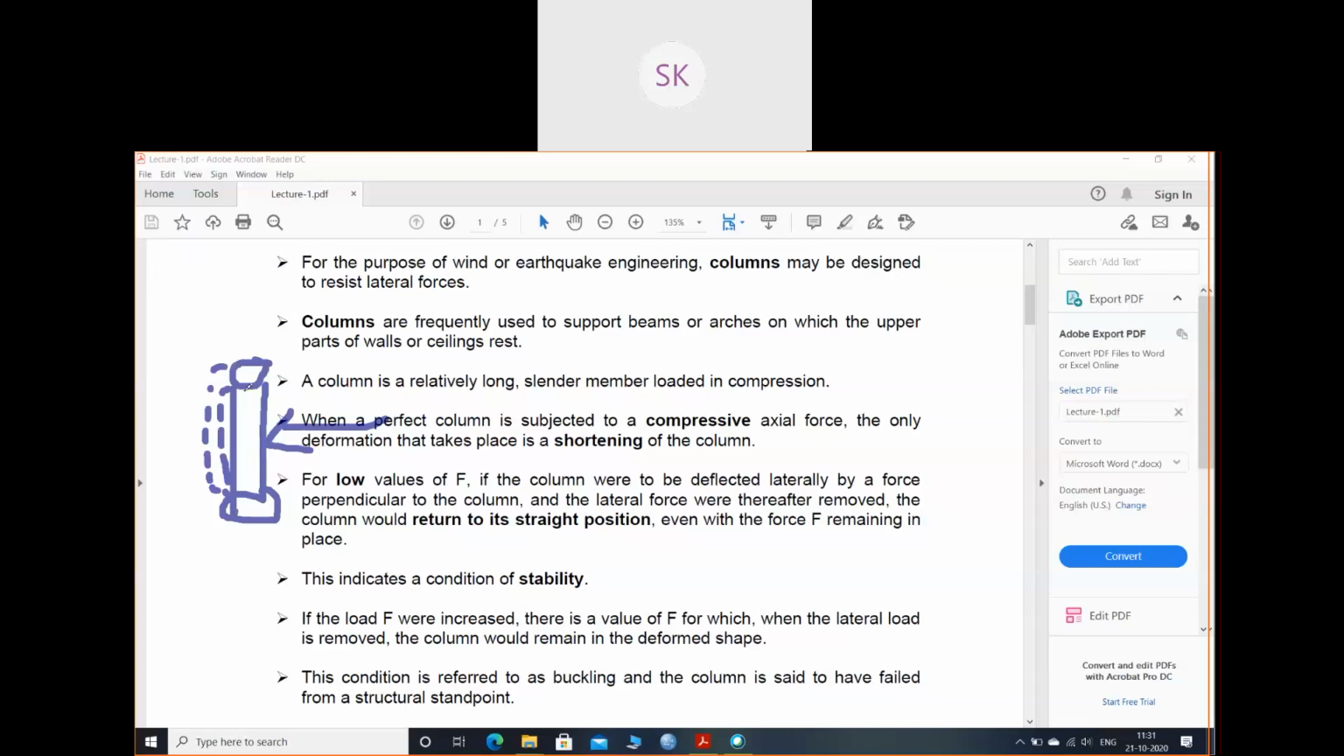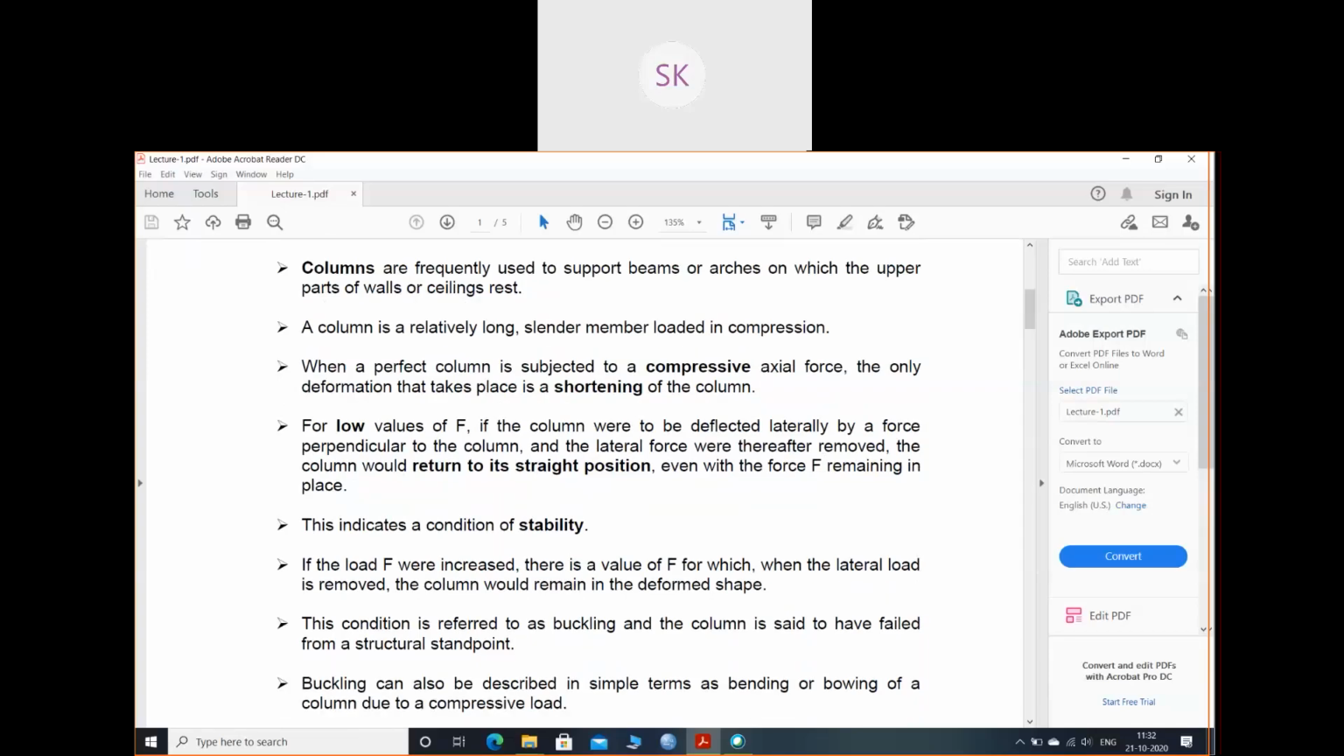This phenomenon is also known as buckling. Your column shouldn't buckle. If it doesn't buckle, then your column is said to be structurally stable. Okay. If the load F were increased, there is a value of F for which, when the lateral load is removed, the column would remain in the deformed state. So this line says that there will be some load at which your column will buckle; it will deform and remain in the deformed shape. Okay. Let me try to draw in a blank space.